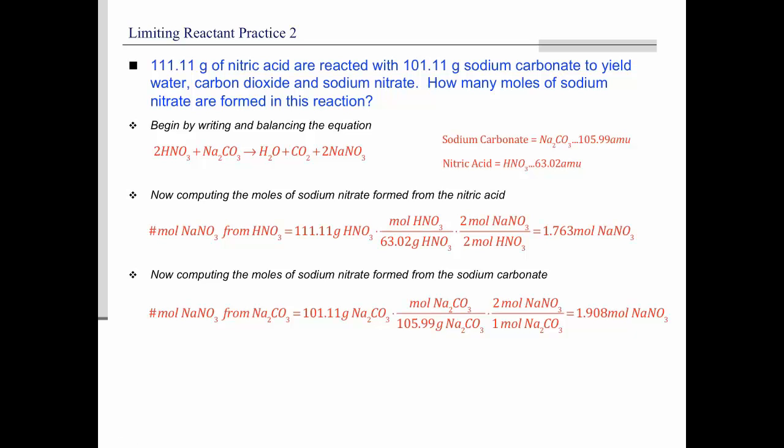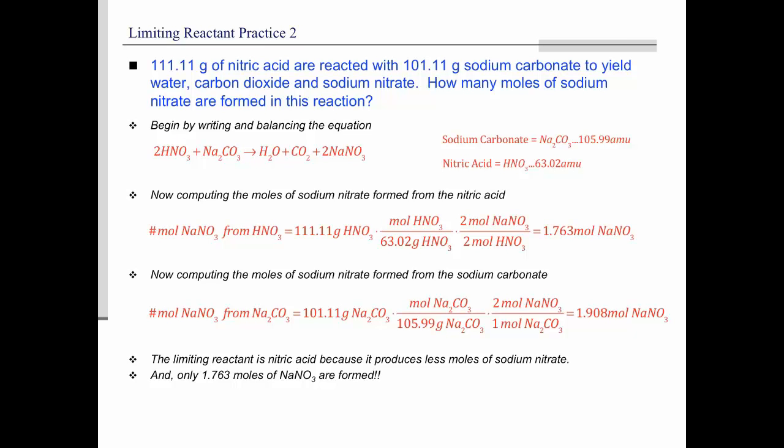So real quickly, you should be thinking in your head, which one of these is the limiting reactant? And I'm hoping your answer was nitric acid. And then you're saying, how much can I make? The most moles I can make, the maximum yield, is 1.763 moles of sodium nitrate. So there we go, the limiting reactant is nitric acid, and only 1.763 moles are formed.